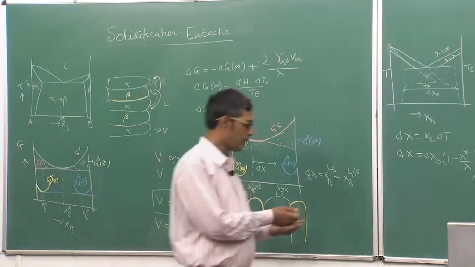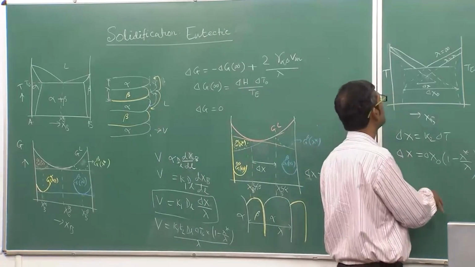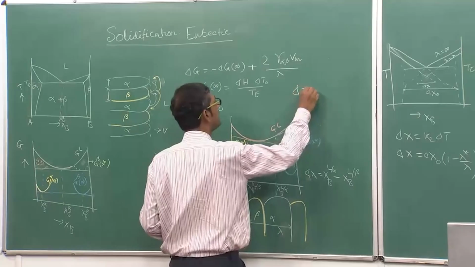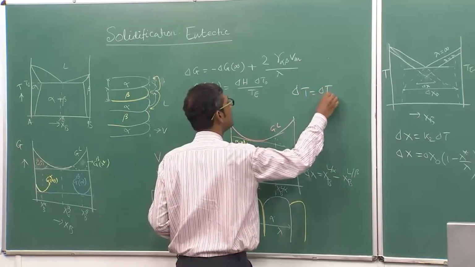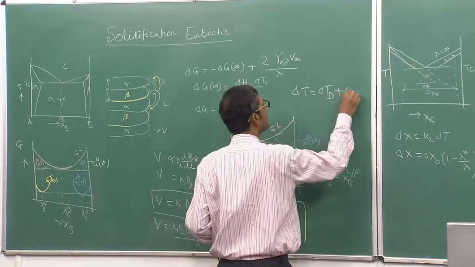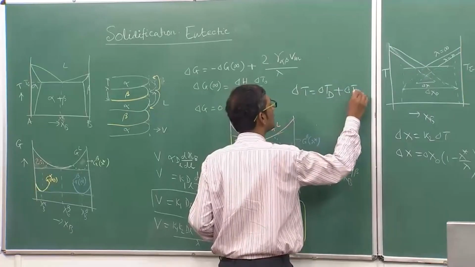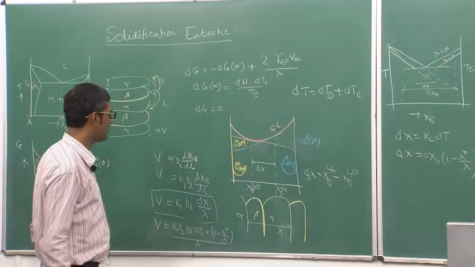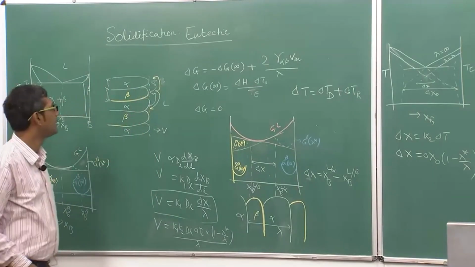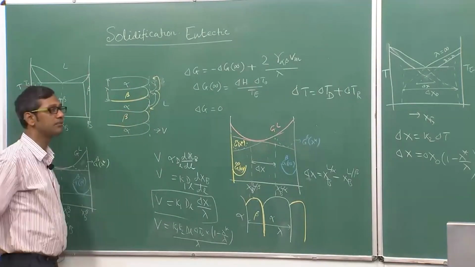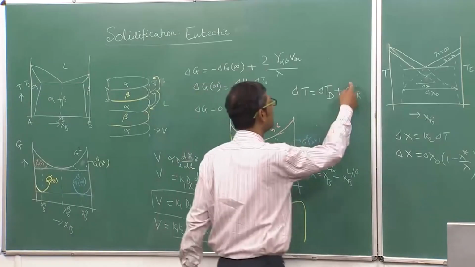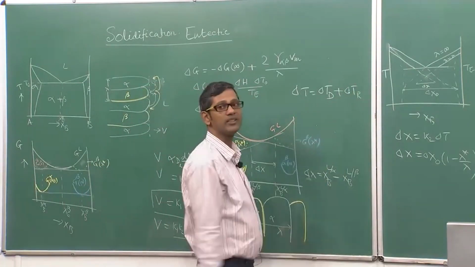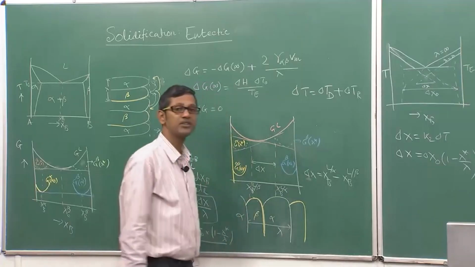As I told you, the major undercooling part is delta T_D. So delta T has two parts: delta T_D, the diffusional part, and the curvature part, which is known as delta T_R. Why the curvature part? Because the interface is highly curved, and because of that curvature there must be undercooling related to it. These two are the major components of undercooling required for the interface to grow.